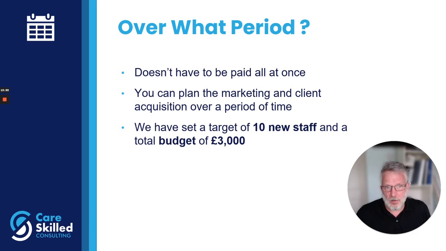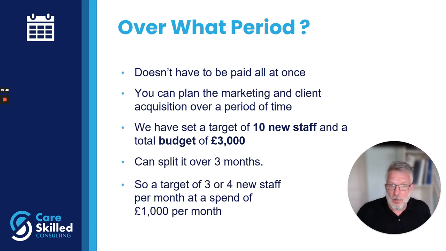So we've set a target of 10 new staff and a total budget of 3,000. So that's what we'd set in this example. We want 10 new staff, total budget of 3,000, and I'm going to split it over 3 months. We're going to spend 3 months to get 10 new staff with a budget of 3,000. So that's a target now of 3 or 4 new staff a month to get up to the 10 at a spend of £1,000 a month. So I don't have to spend the 3,000 at once. I can spread it, £1,000 a month, to get 3 or 4 staff in through the door over the 3-month period.